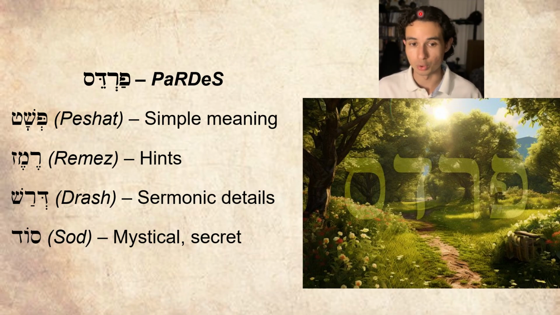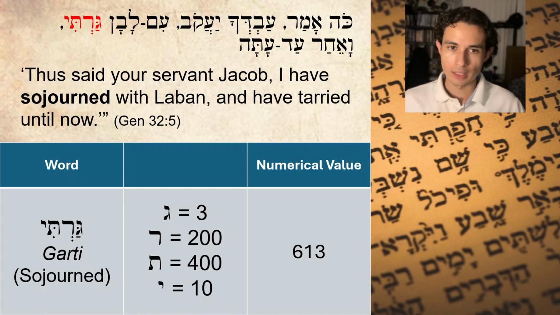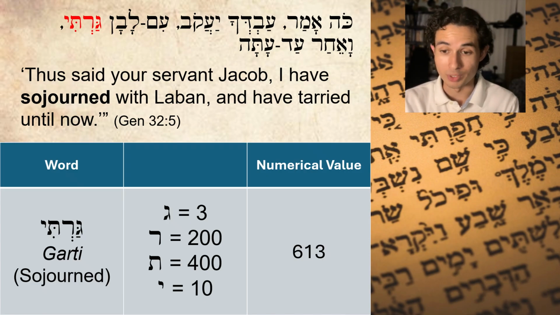Pardes means orchard. So gematria would generally be included in the second of the 4 categories, but it is also prominent in Kabbalistic writings, the mystical era of Judaism. Let's go over a few examples of using gematria as an interpretational tool within the Torah.